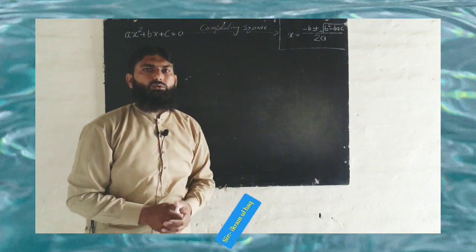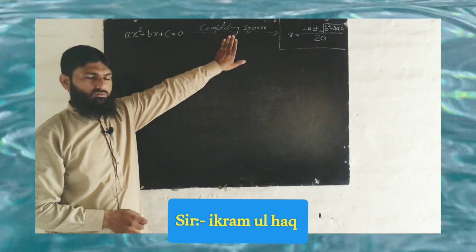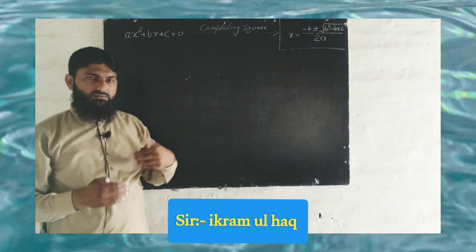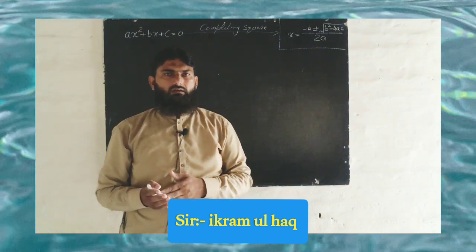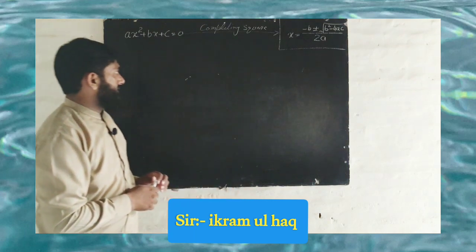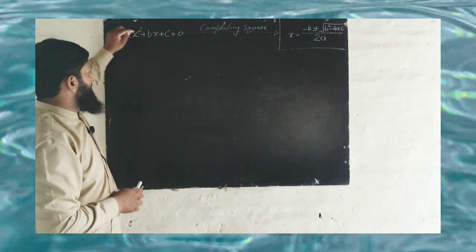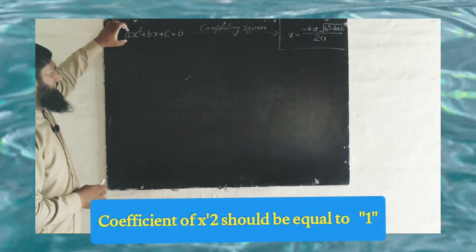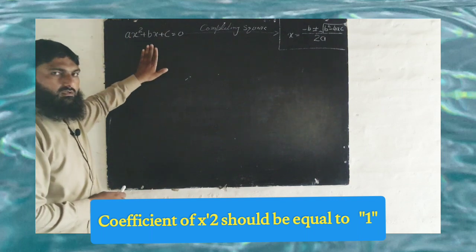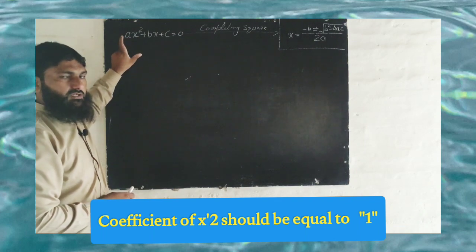And you all know that completing the square is a very simple method to solve quadratic equations, and this method has some specific steps, and we can name these steps 1, 2, 3 and so on. As we know, the first step of completing the square method is that the coefficient of x square should be 1. First of all, you have to notice the coefficient of x square, it should be 1.